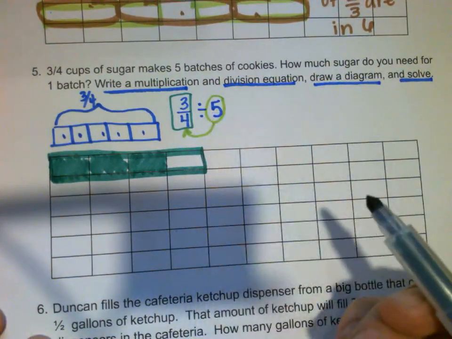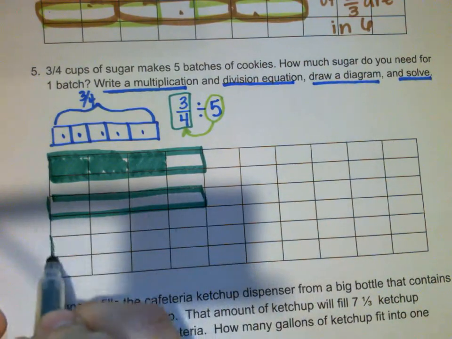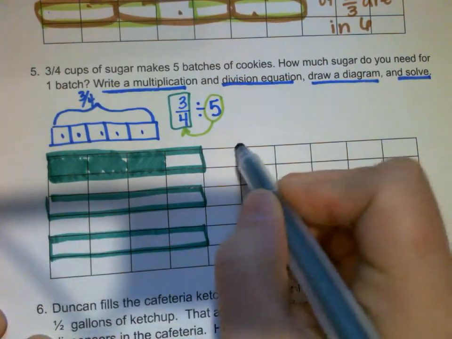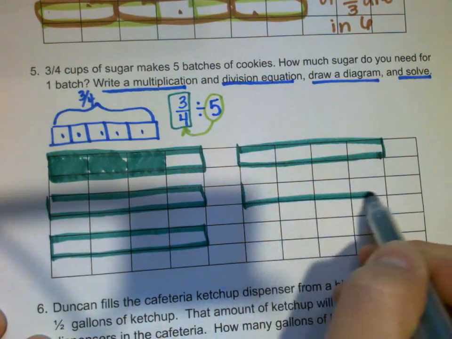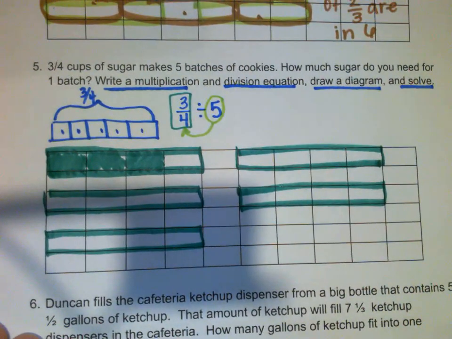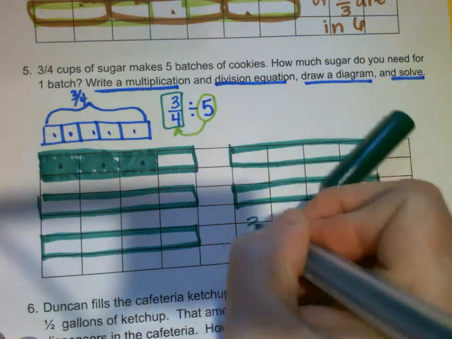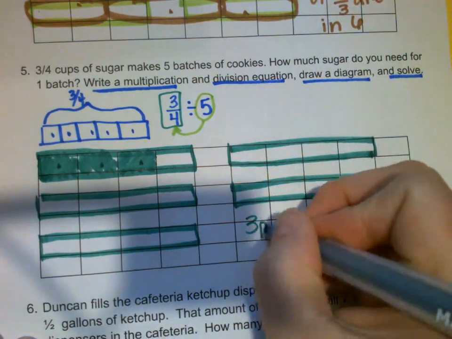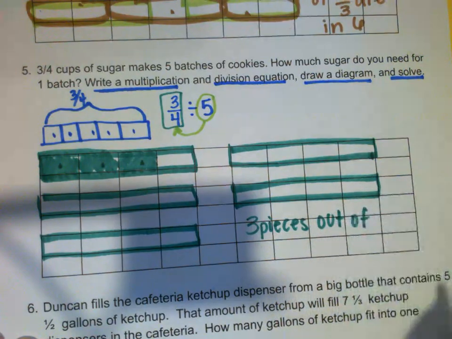So I need to draw my 5. So I've got 1 hole, 2 holes, 3 holes, 4 holes, 5 holes. Okay, so what do I have? Well, I've got 3 pieces. 3 pieces out of how many total pieces?